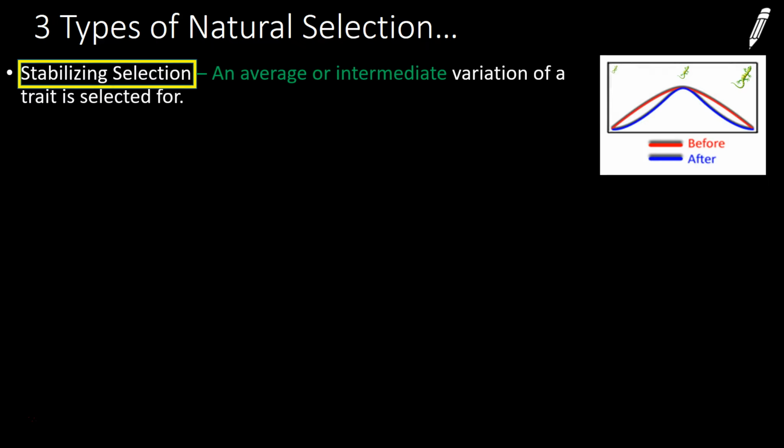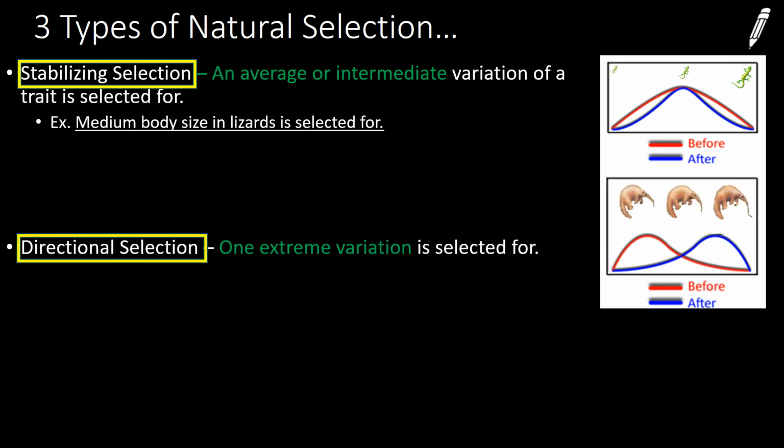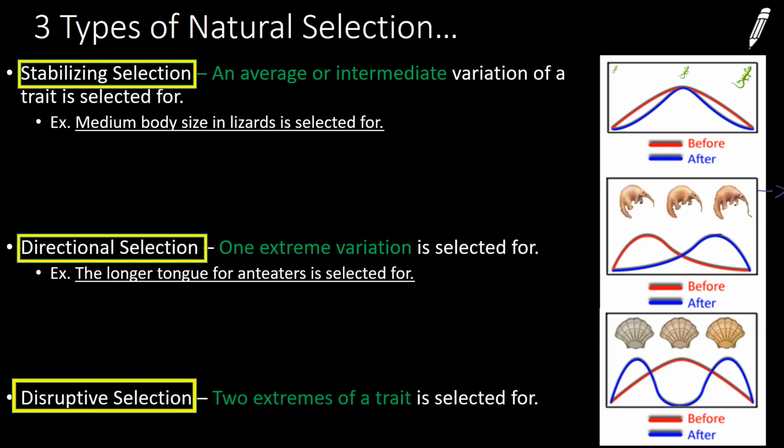So these are the notes that I want you guys to jot down. For stabilizing selection, an average or intermediate variation is selected for. The example: body size in lizards. Directional selection, one extreme is selected for. So the longer the tongue in anteaters, the better. And lastly, disruptive selection, two extremes are selected for. Either very light or very dark is selected for.